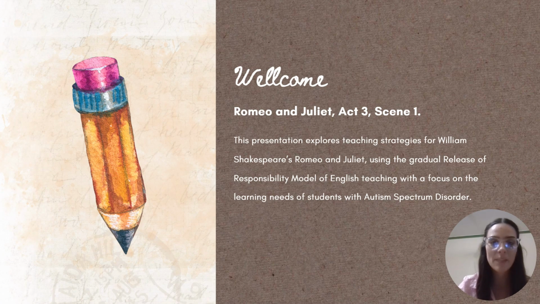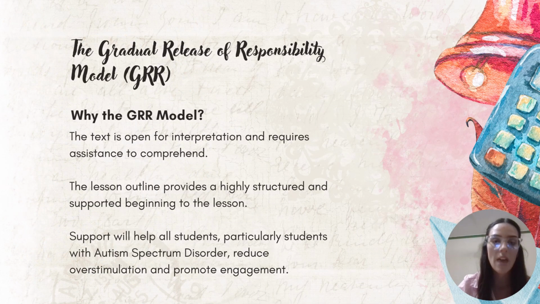This presentation explores teaching strategies for William Shakespeare's Romeo and Juliet using the gradual release of responsibility model of English teaching, with a focus on the learning needs of students with autism spectrum disorder. The gradual release of responsibility model has been chosen to teach Act 3, Scene 1 because the scene has challenging English language, relatable themes like regret and conflict, and it's open for interpretation.